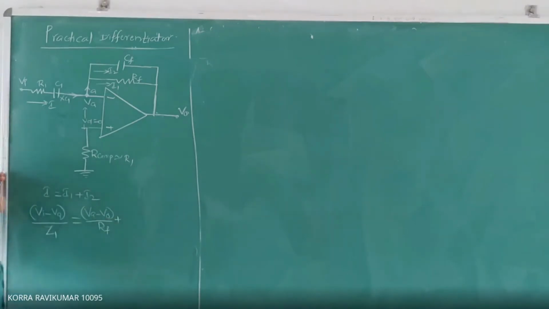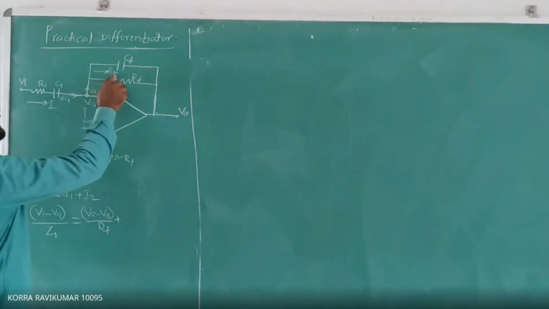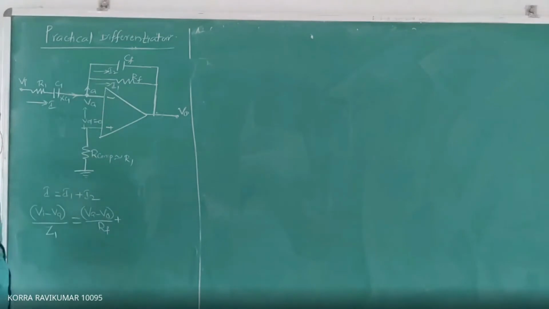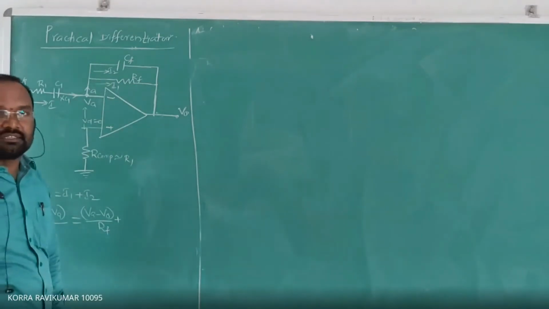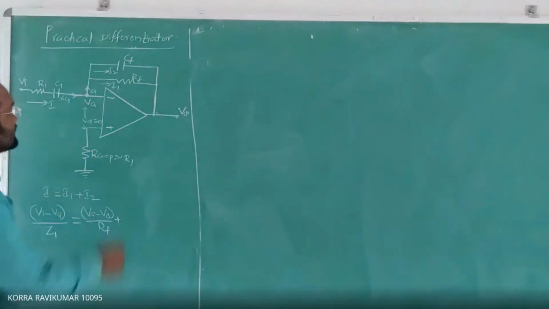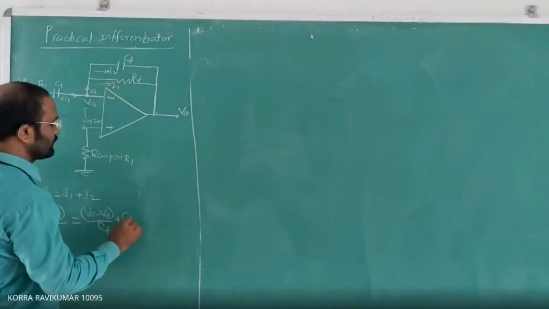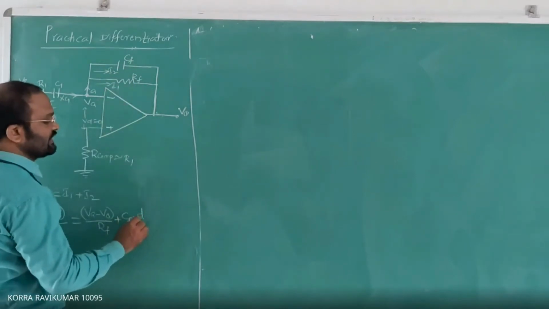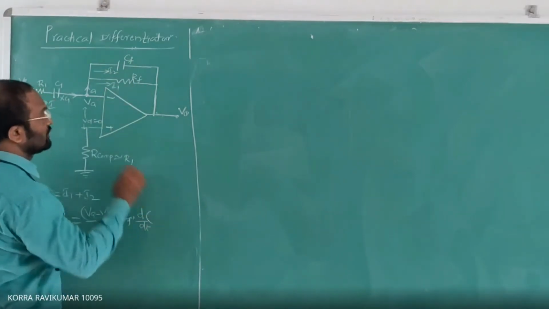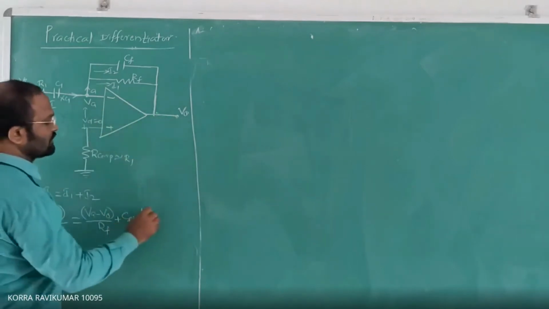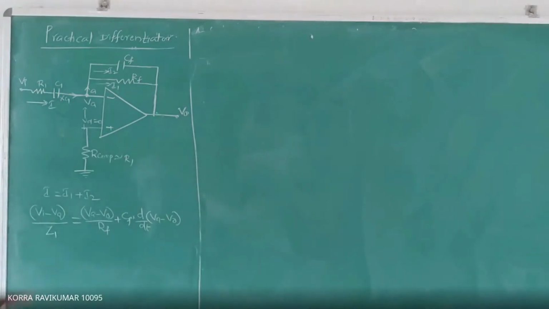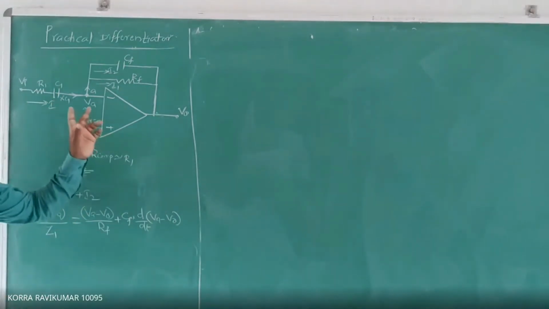Plus I2, the current which is flowing through CF, the current flowing through the capacitor. The expression for that is CF into the derivative d by dt of VA minus V naught. This is how we can write the expression.